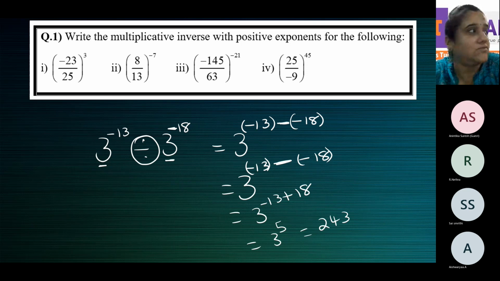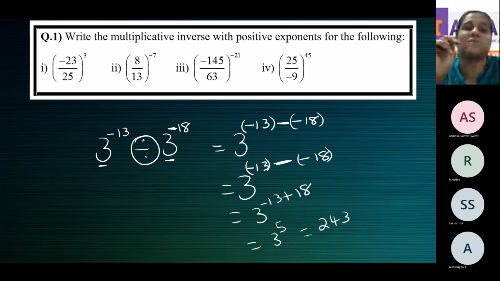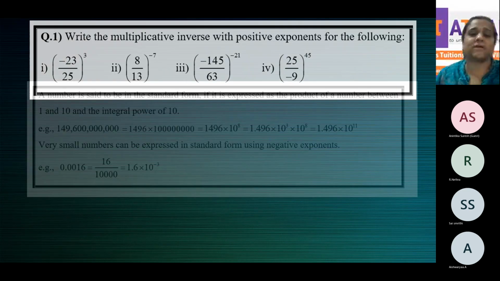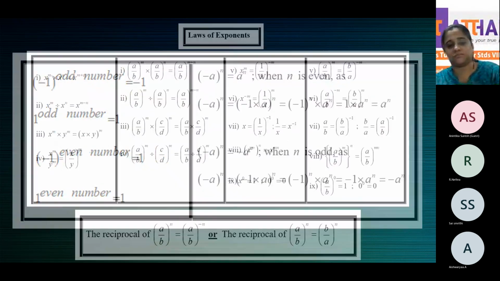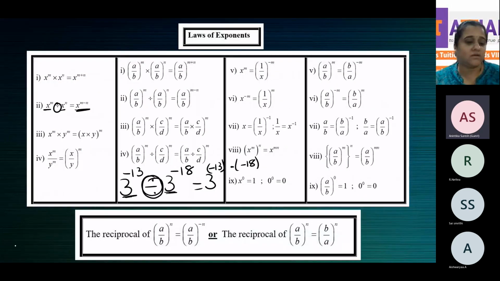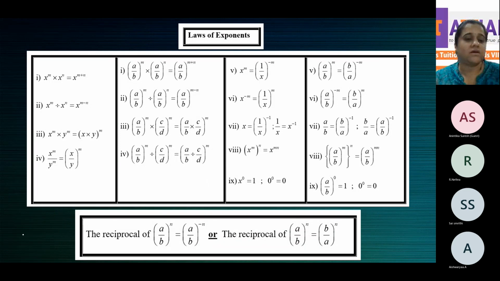Is the rule understood? When bases are same and it's division, we subtract the powers. Write the base once and write the two powers and take a minus sign between the powers. You should put a minus sign between the numbers. Is it fine, children? Yes, ma'am. Understood.